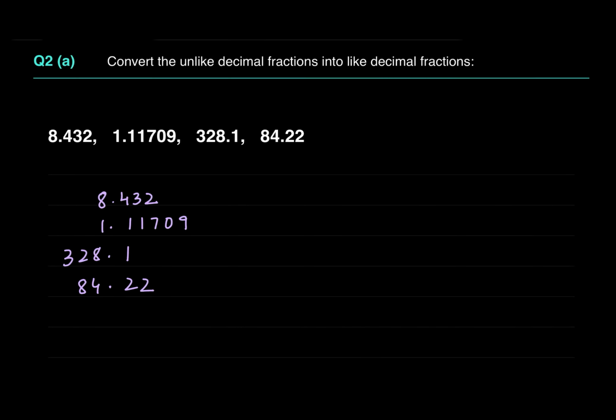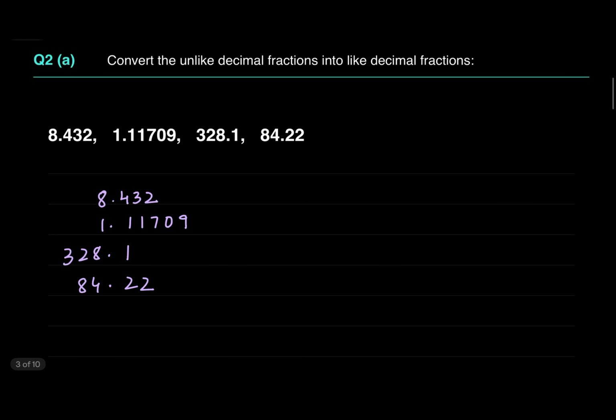Okay, now let us look at question number 2. What do we have to do here? Convert the unlike decimal fractions into like decimal fractions. What are unlike decimal fractions? If these numbers do not have equal number of decimal places, they are known as unlike decimal fractions.